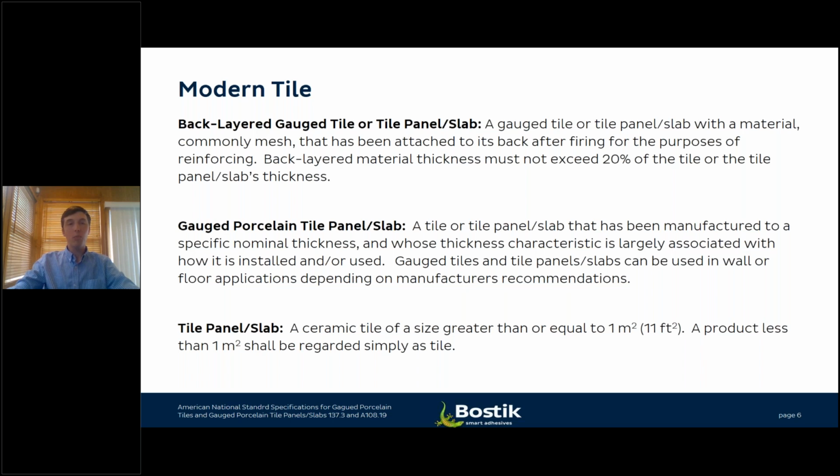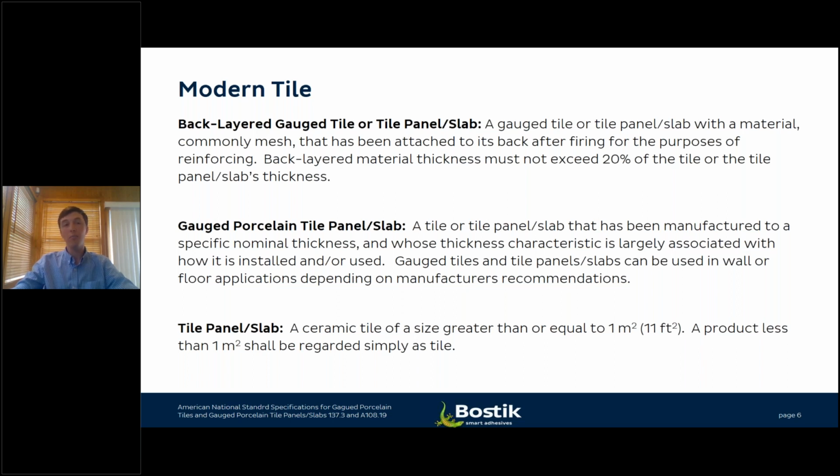Then there's the gauge porcelain tile panel or slab. This is a tile, tile panel, or slab that has been manufactured to a specific nominal thickness, whose thickness characteristics are largely associated with how it is installed or used. So these gauge tiles and tile panels or slabs can be used in both wall or floor applications, depending on the individual manufacturer's recommendations and the construction of that particular product. We're also seeing a lot of that in slab format for kitchen countertop applications currently.